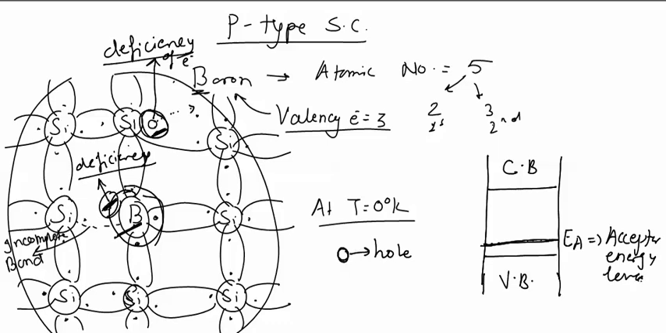The energy difference between Ea and the valence band, the highest energy level of the valence band Ev, is around 0.01 electron volt for germanium and 0.05 electron volt for silicon.